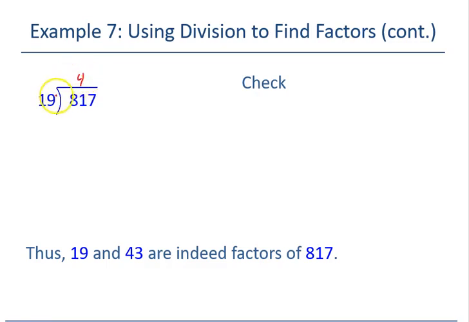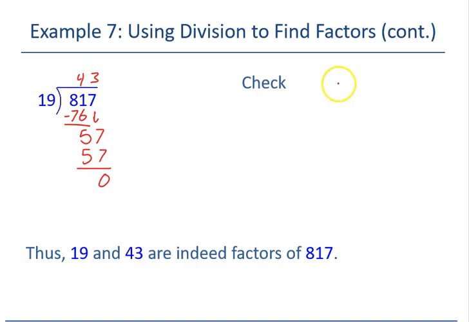So 4 times 19 is going to give me 76. Okay, I'm going to subtract that off. Whenever I subtract that off, I'm going to be left with a 5. I'll bring down this 7 here, and then 19 will go into 57. It'll go in 3 times, and 3 times 19 is 57. Okay, and notice when I subtract this, I get 0. So yes, that does show me that 19 is a factor of 817.